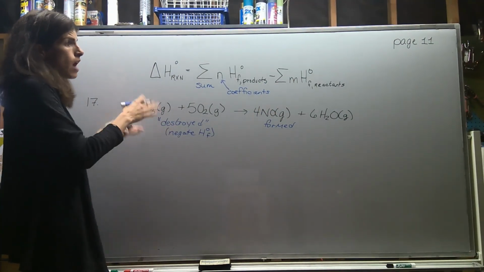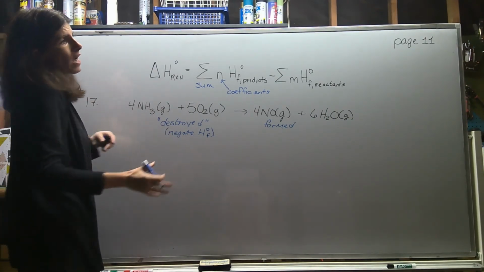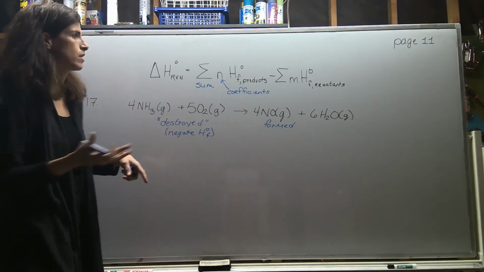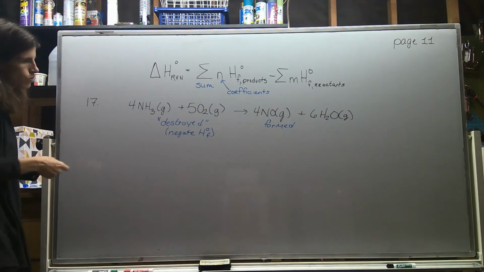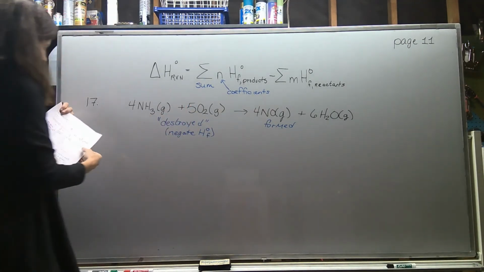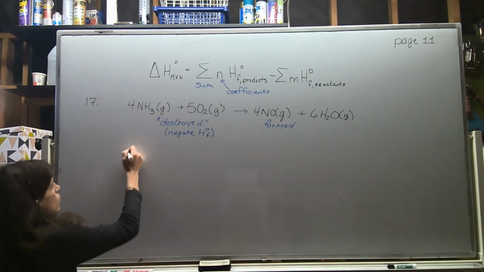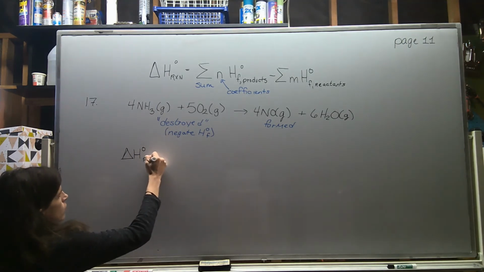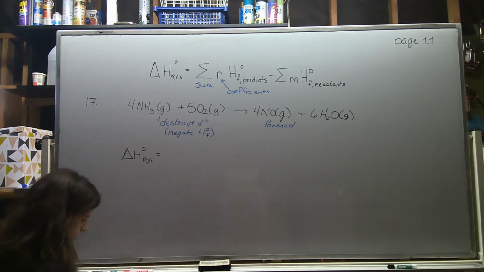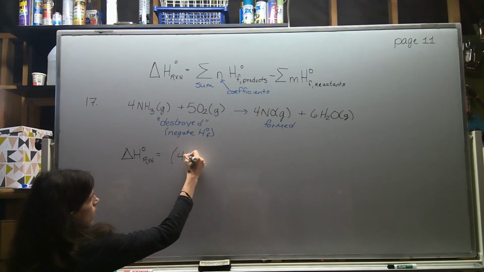This is not too bad of a problem. I think the hardest part, for me at least, is keeping track of all the numbers and making sure I don't plug something in incorrectly. But let's do this one together. So we're going to start with the products, and then in your table, you're going to look up the specific values. So we have delta H naught of the reaction as a whole is going to be 4 times the value for NO.